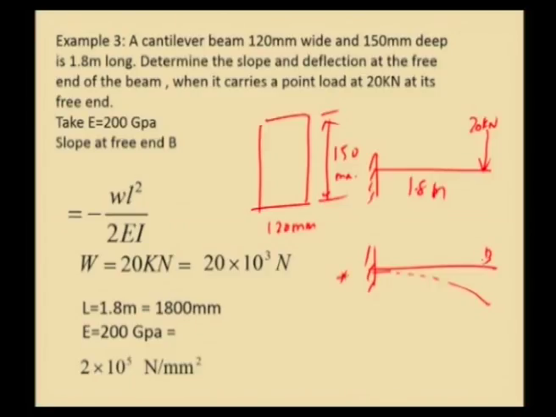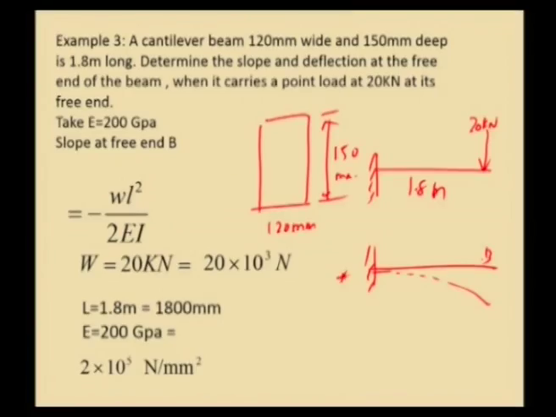Slope at B will be equal to minus W L squared by 2 E I, which we have derived based on the double integration method. Here W is the point load, which is equal to 20 kilonewton, and we are expressing it in Newton. So, 20 into 10 power 3 Newton. L span is 1.8 meter, which is equal to 1800 mm, and Young's modulus E equal to 200 GPa.